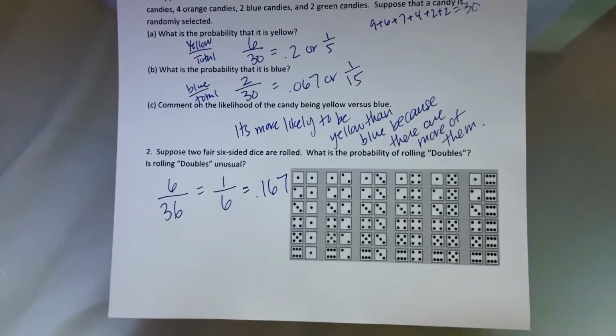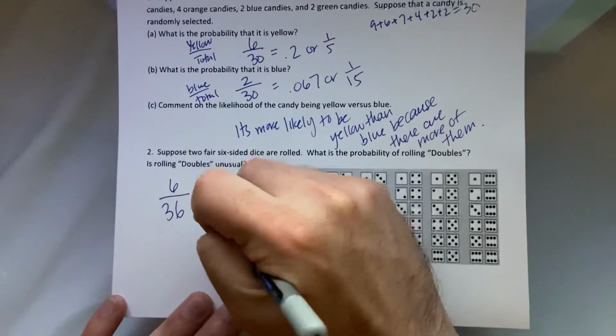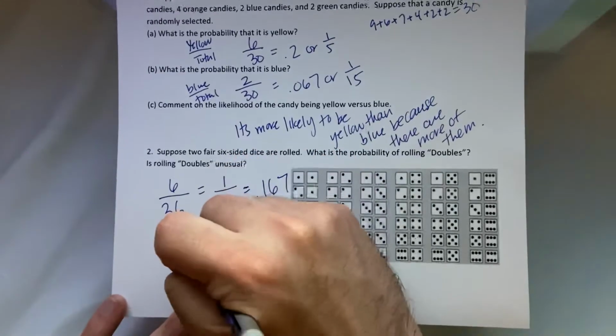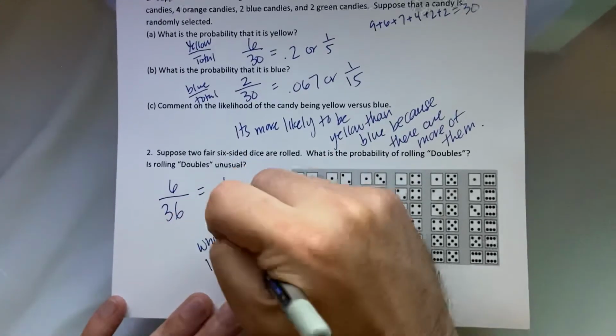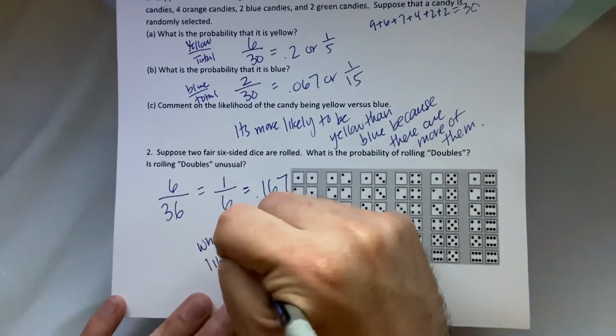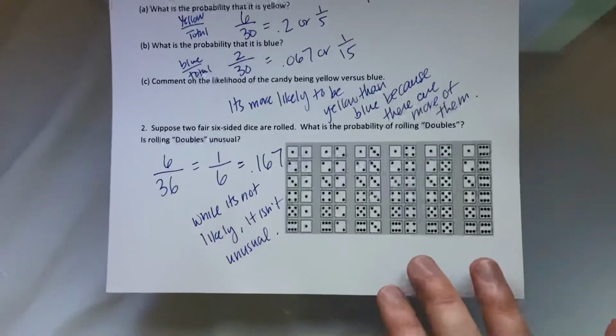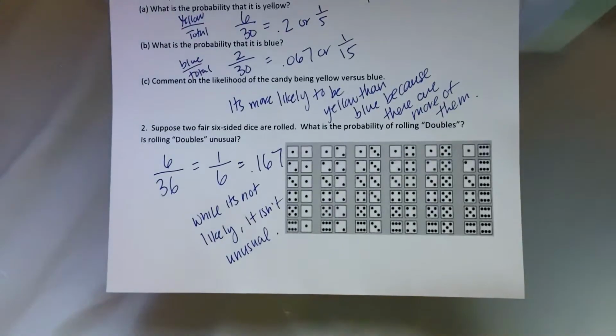Is rolling doubles unusual? A 1 in 6 chance isn't that unusual. Well, it's not likely. I wouldn't say it's unusual. Usually we say unusual is something that has a less than 5% chance of occurring. This is not one of those.